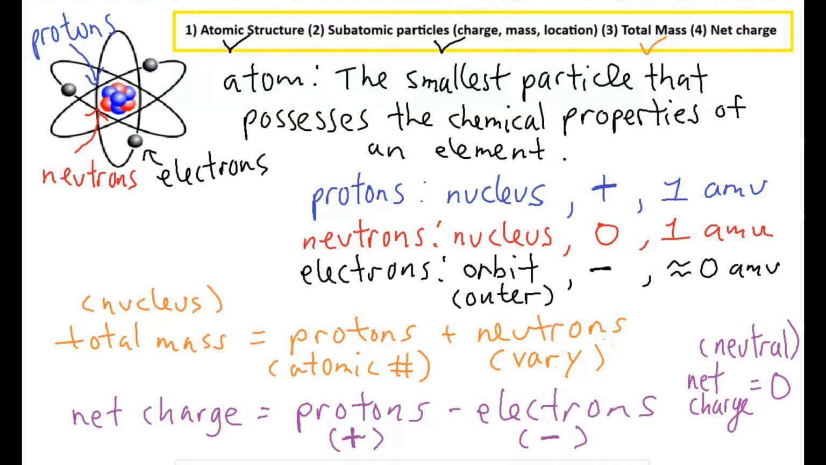Those would be called two different names, though. If it were positively charged, that would be known as a cation, and if it ended up being a negatively charged atom, that would be an anion. But basically anything that is a non-zero charge would be known as an ion.